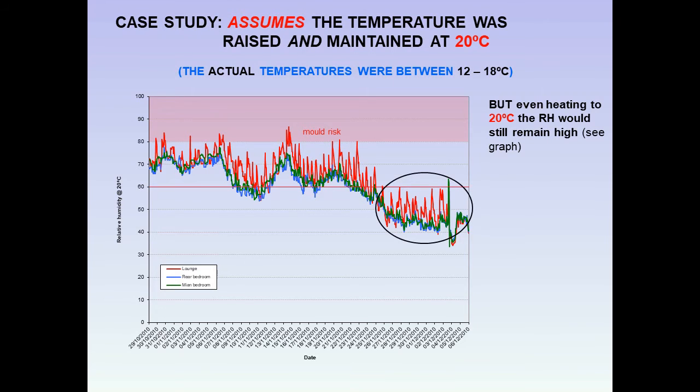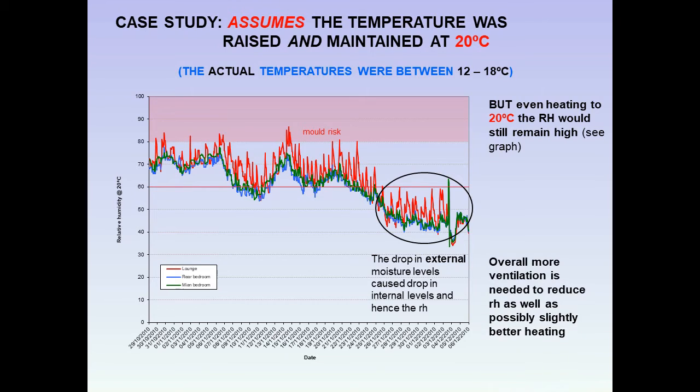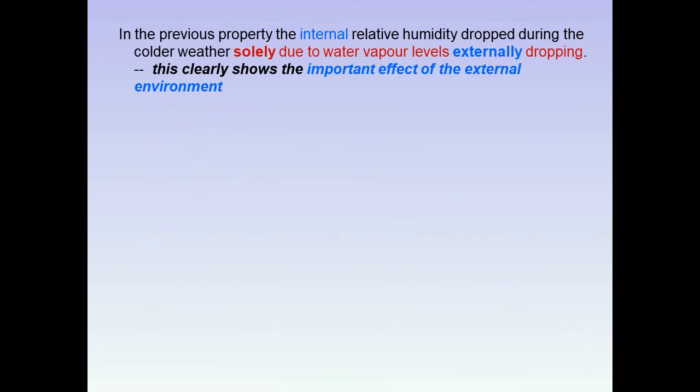But what's happened on the right hand side of the graph? There has been a drop in external moisture levels, and this has caused a drop in internal levels of atmospheric moisture, and hence a drop in the relative humidity. So if we look at these figures overall, especially the first part on the left, more ventilation is needed to reduce the relative humidity, as well as some possible slight better heating. We noted in the previous property the internal relative humidity dropped during the colder weather, solely due to the external water vapour levels dropping. This clearly shows the importance of the effect of external environments.